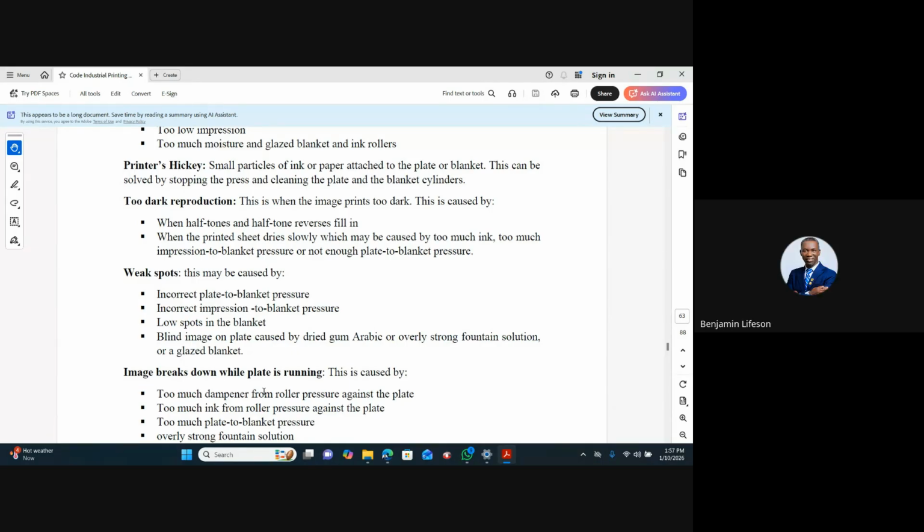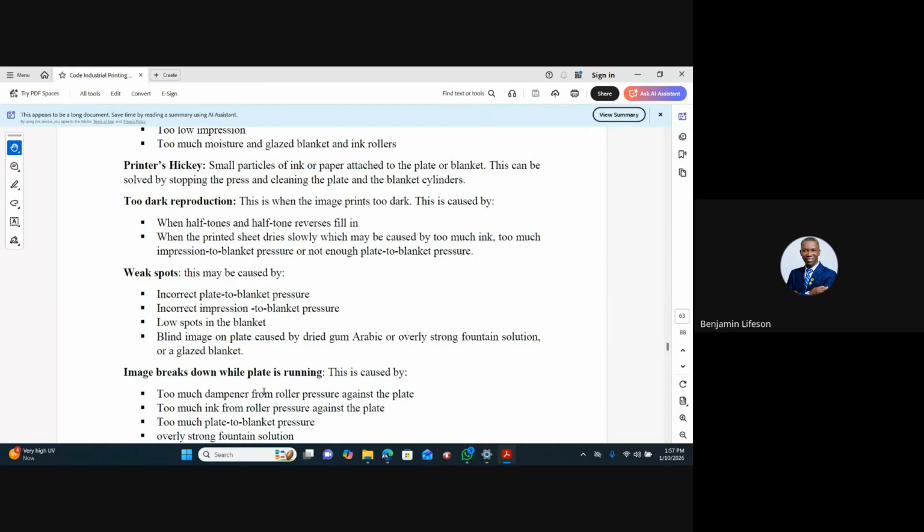Too dark reproduction. This is when the image prints too dark. This is caused by, one, when halftones and halftone reverses fill in. Two, when the printed sheet dries slowly, which may be caused by too much ink, too much impression to blanket pressure, or not enough plate to blanket pressure.